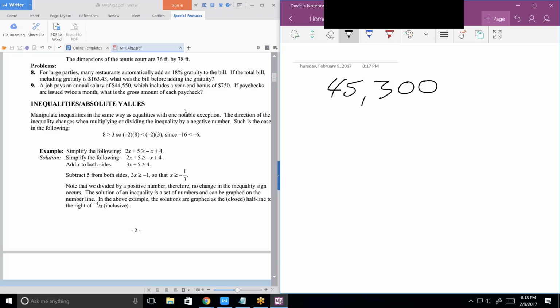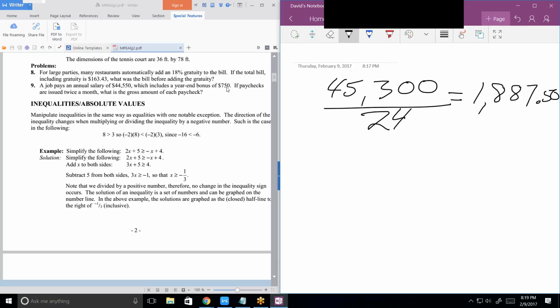So how do I figure out what each paycheck's going to be? Divide that by 24. Perfect. What do you get? You get $1,887.50. That's what each paycheck's going to be, assuming that they pay you your year-end bonus throughout the year.